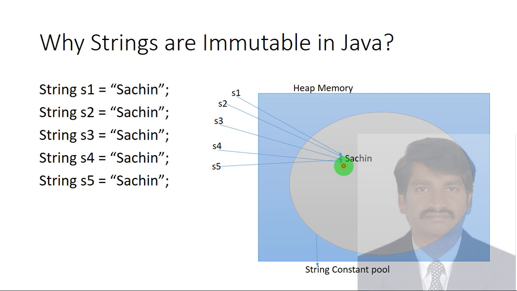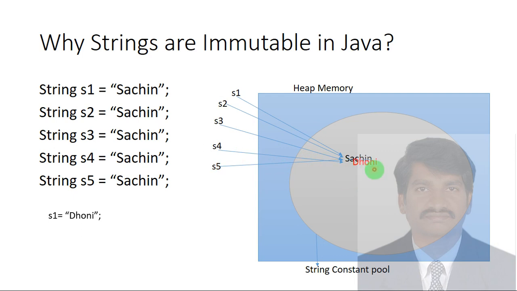Let me repeat, guys. Let us assume that strings are mutable, meaning modifiable, which means after creating the object we can still modify it. If that is the case, and I change s1 is equal to Dhoni, then s1 is going to point to Dhoni. Then what about s2, s3, s4, s5? All will point to Dhoni, right?